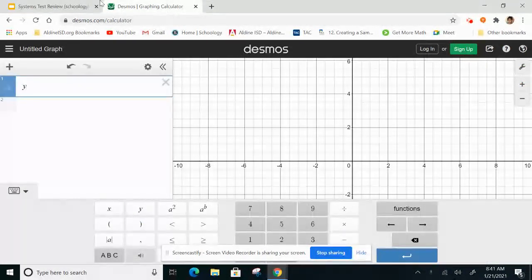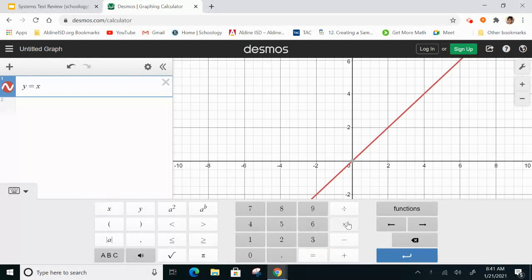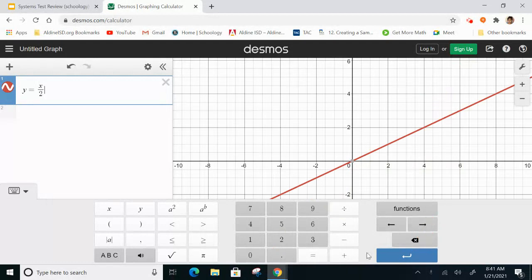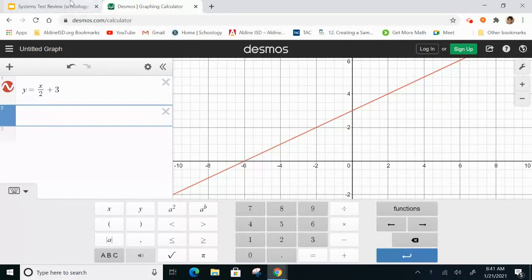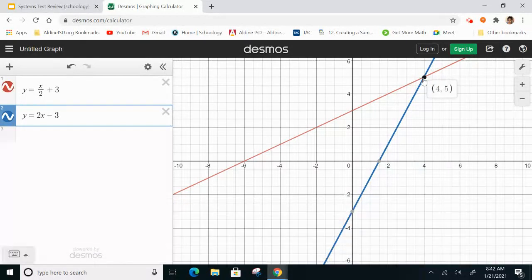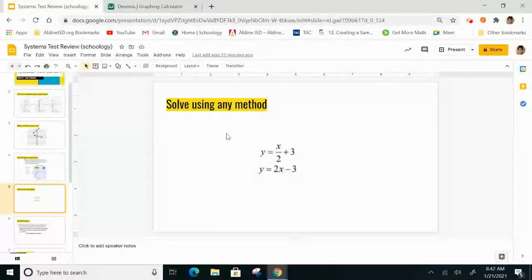All right, so our first equation, y equals x over 2 plus 3. And our next one is y equals 2x minus 3. Again, remember that you can type those both in and then ta-da, boom, Desmos is going to find the solution. And so we see here that the solution for this would be 4, 5. And if you work this out any other way, you can use this to check and see that you get 4, 5 as the solution.